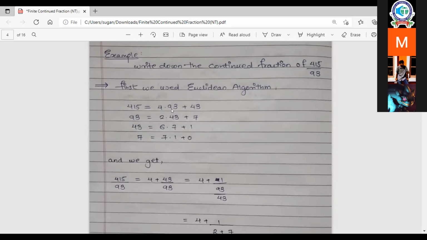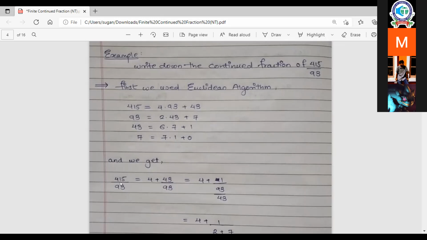Then you divide 93 by 43. Then you get 93 is 2 times 43 plus 7. Then we divide 43 by 7. We get 43 is 6 times 7 plus 1. And last we get 7 is 7 times 1 plus 0. And now we want to write it in the rational form.